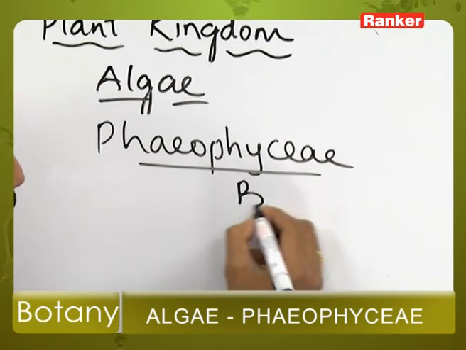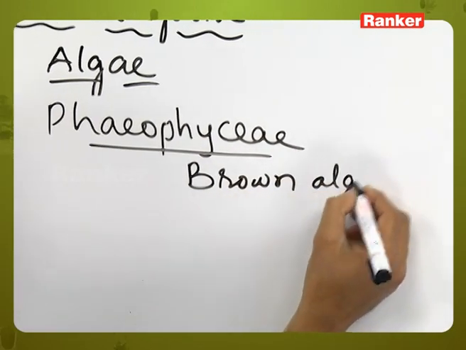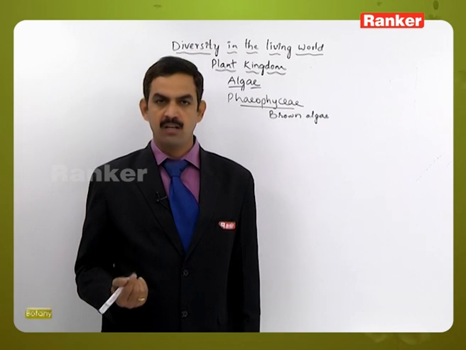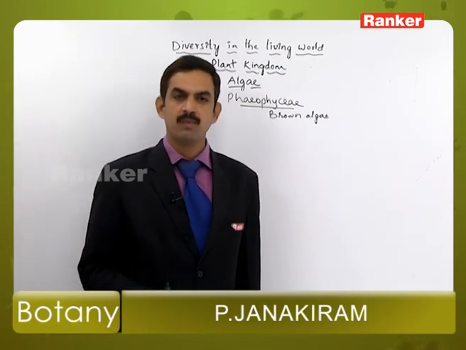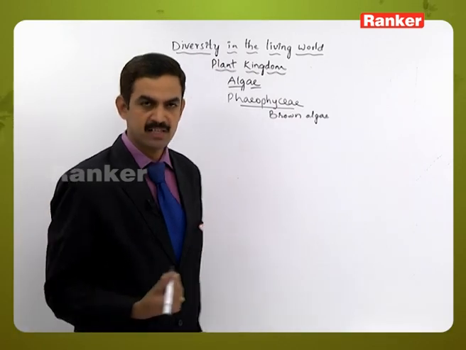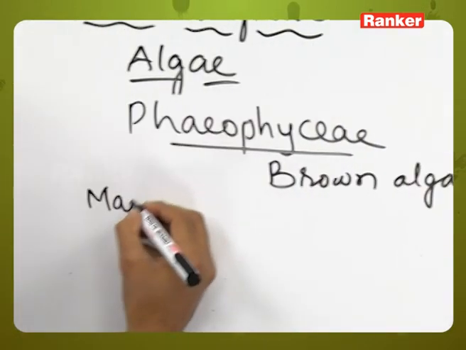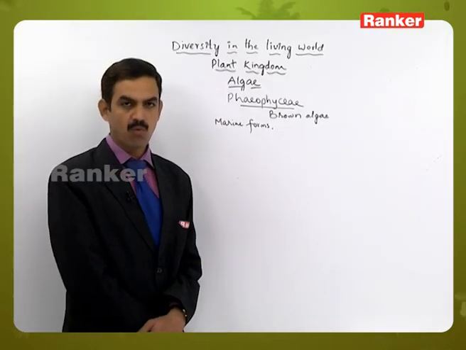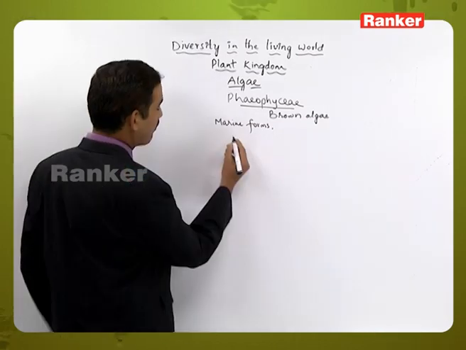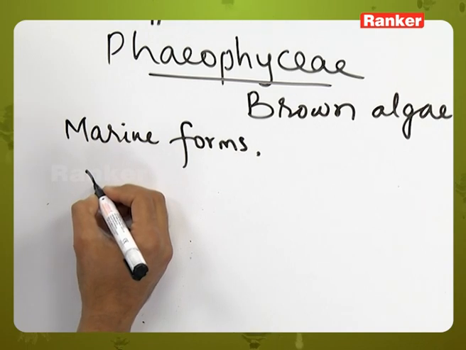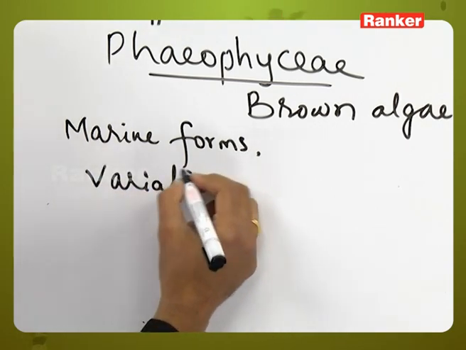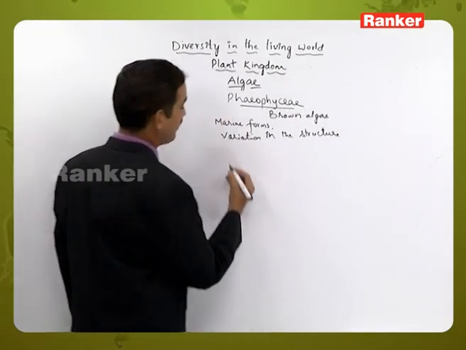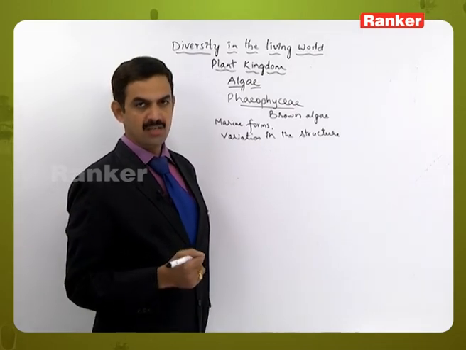Phaeophyceae members are called brown algae, and these members show different shades of brown based on a particular pigment, fucoxanthin, which is present in them. Most of them are marine forms. Very few are freshwater in nature, and there is a lot of diversity or variation in the structure, because the body ranges from small organization to large organization.